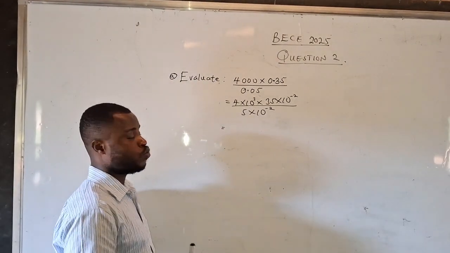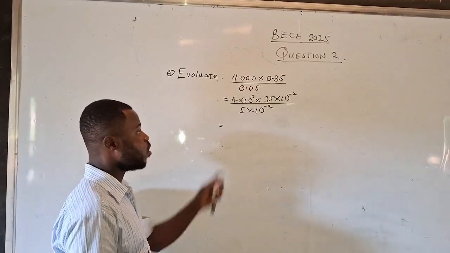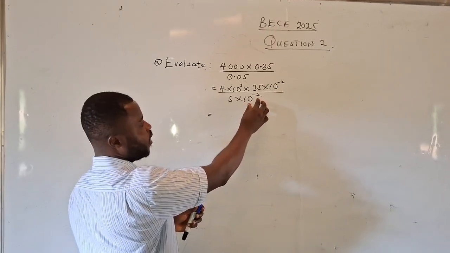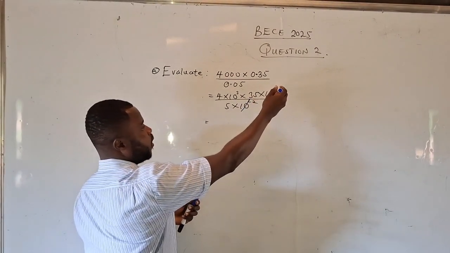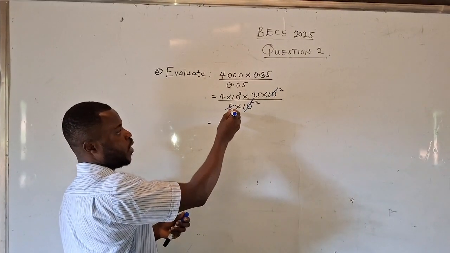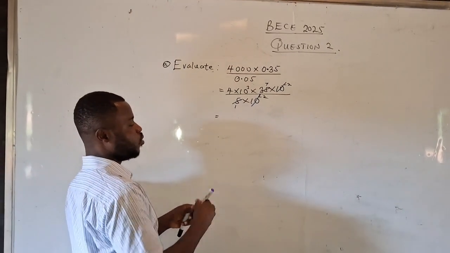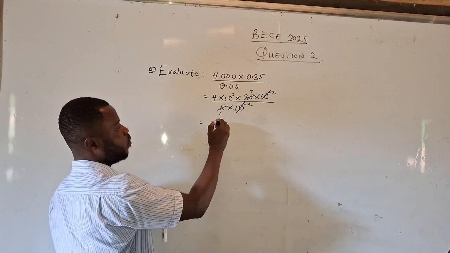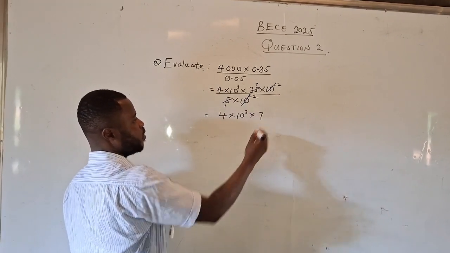Now we are going to check if any of the denominators can cancel or divide any of the whole numbers. We have 10 power negative 2 on top and 10 power negative 2 at the bottom, so this can cross out this. Now 5 can divide itself, 1, and we can divide 35 by 5, 7 times. So what do we have? We have 4 times 10 power 3 times 7.